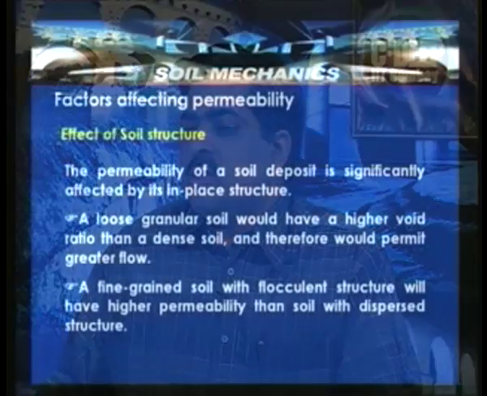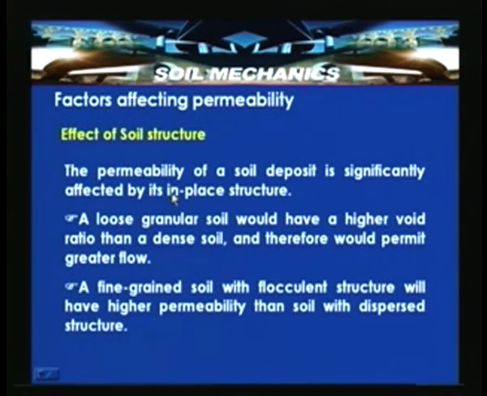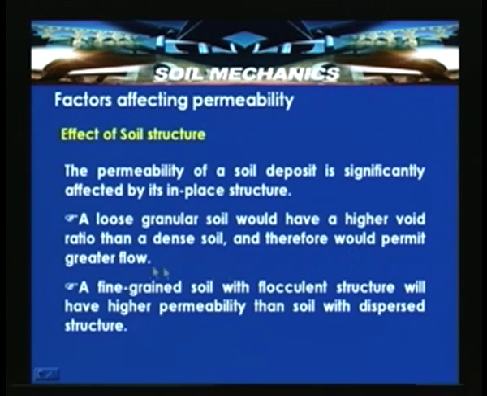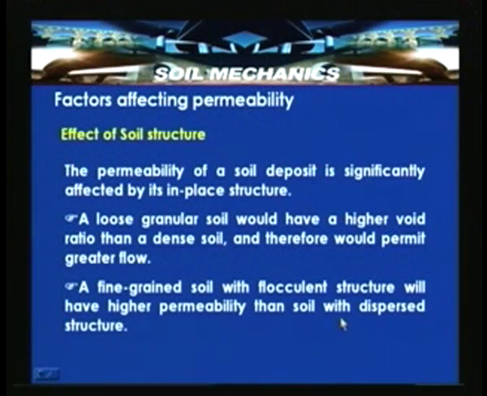Another important parameter which influences permeability is the soil structure. The permeability of a soil deposit is significantly affected by its in situ soil structure. A loose granular soil would have a higher void ratio than a dense soil and therefore would permit greater flow. That is the reason why we discussed that well graded sand has low permeability compared to uniformly graded sand. That means the gradation or particle size composition is also very important when considering flow through a soil. A fine grained soil with a flocculent structure will have higher permeability than a soil with a dispersed structure.